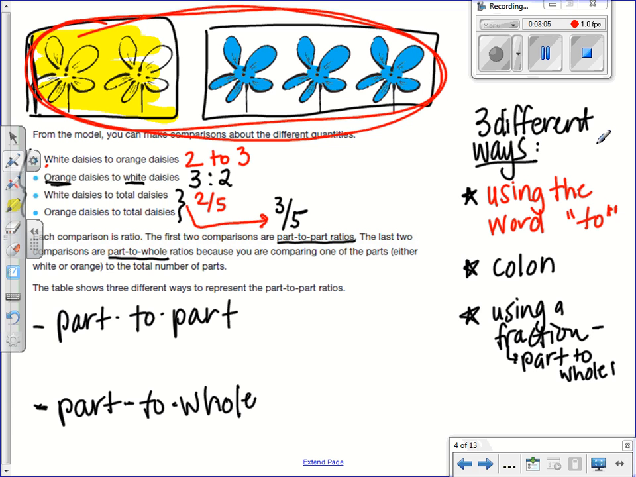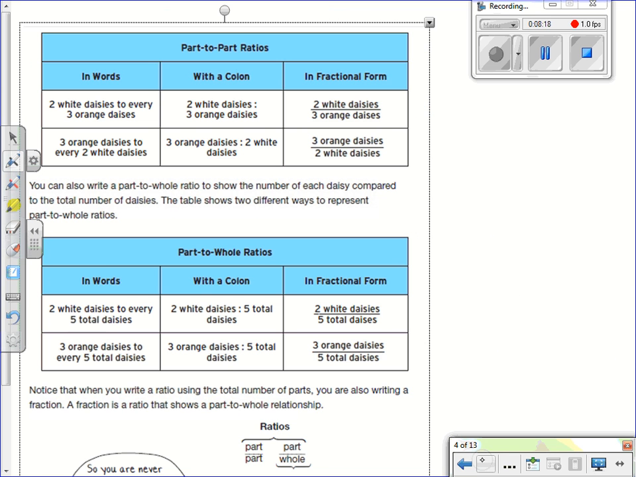So again, to recap, there are 3 different ways we can write a ratio: we can use the word to, we can use a colon, or we can use a fraction. Oftentimes, more than not, using a fraction is representing a part to whole ratio. This diagram here shows you the 3 different ways that you can write it. This says in words, but most of the time it's just using the word to, but you will see it in other ways. So this is representing all the different things that we talked about in fraction form and colon form and in words. So I'll let you read through that.